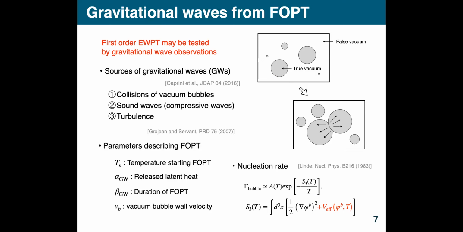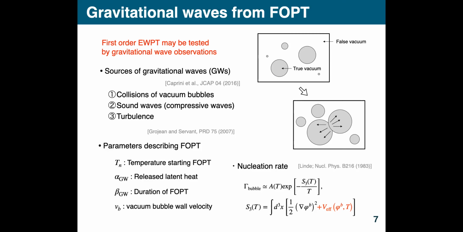So this figure shows the early universe. And when the first order phase transition occurs, the vacuum bubbles are nucleated in a spatial place. And then these vacuum bubbles expand, and the vacuum bubbles collide with each other. Then the gravitational waves can be produced.